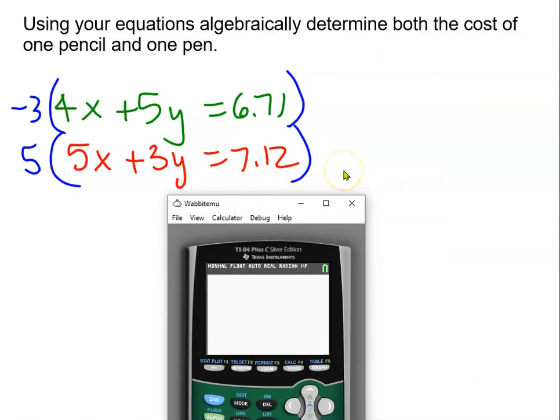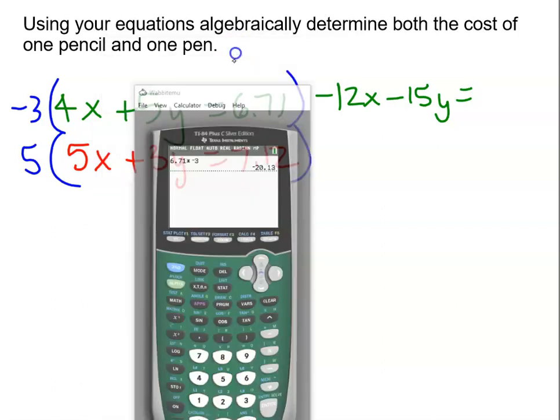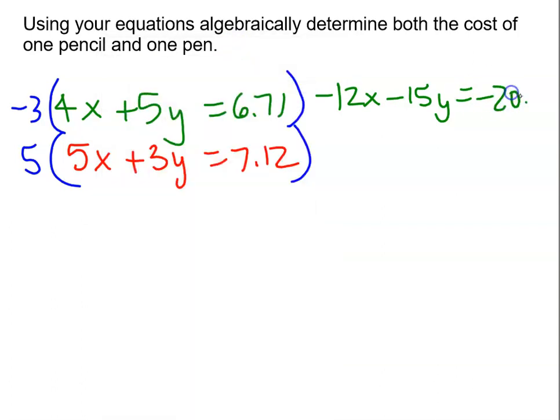Okay, so the first part is going to be -12x minus 15y, and this is why I wanted my calculator: 671 times -3. Oh, I pressed the subtraction sign instead of the negative sign on my keyboard. -2013. Okay, -2013.